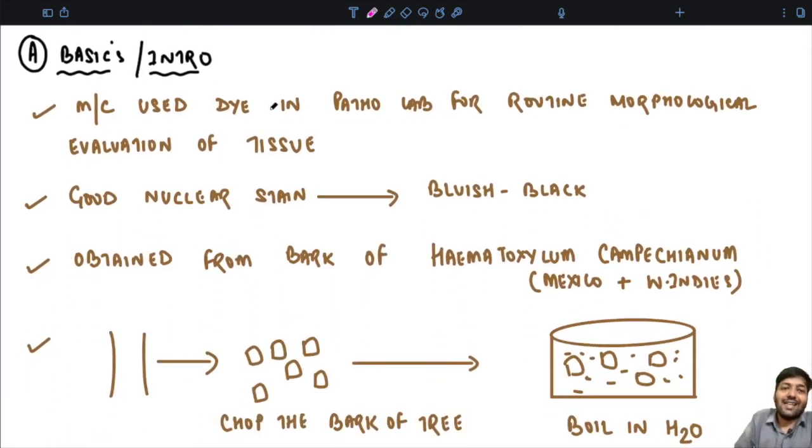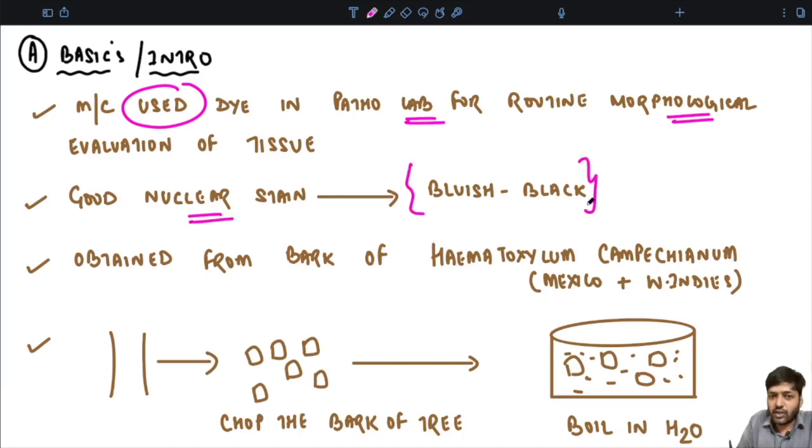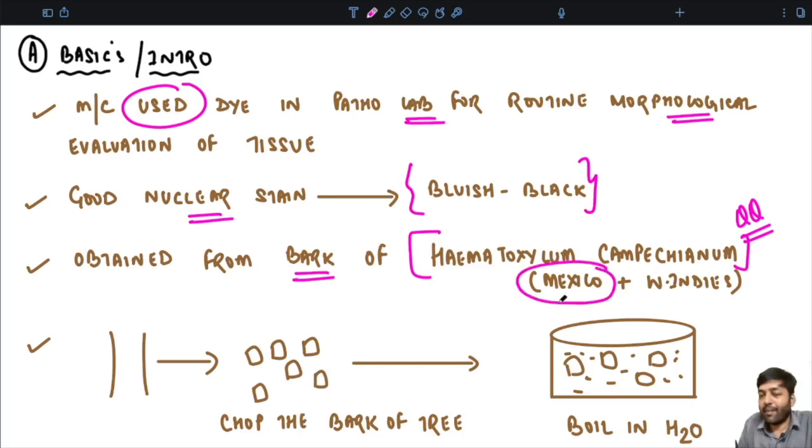If you see H&E or hematoxylin eosin stain, it is the most commonly used dye in the pathology lab for routine morphological evaluation of the tissue. It is a very good nuclear stain and it gives bluish black coloration. It is obtained from the bark of a tree called Hematoxylum campechianum. Now this is a very important MCQ, and the examiners love to ask: it is obtained from what? It is obtained from the bark of a tree. Which tree? Hematoxylum campechianum. And from where?